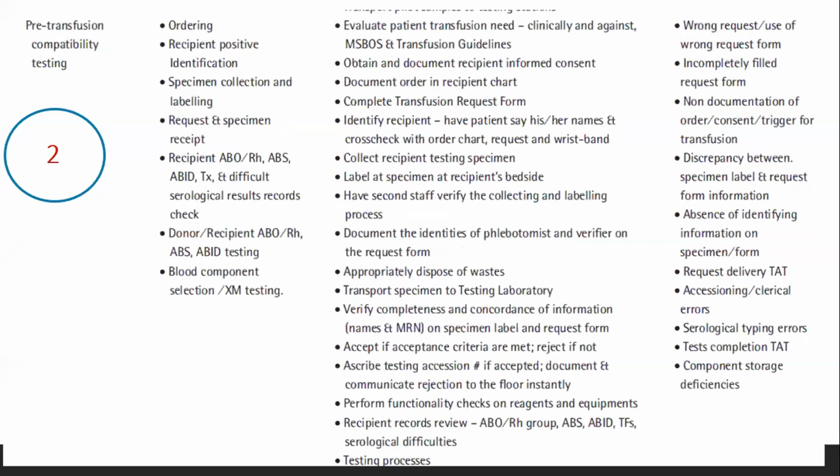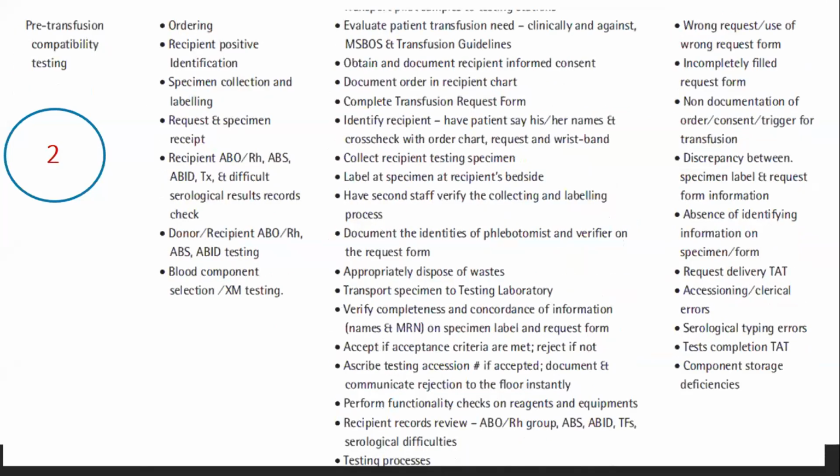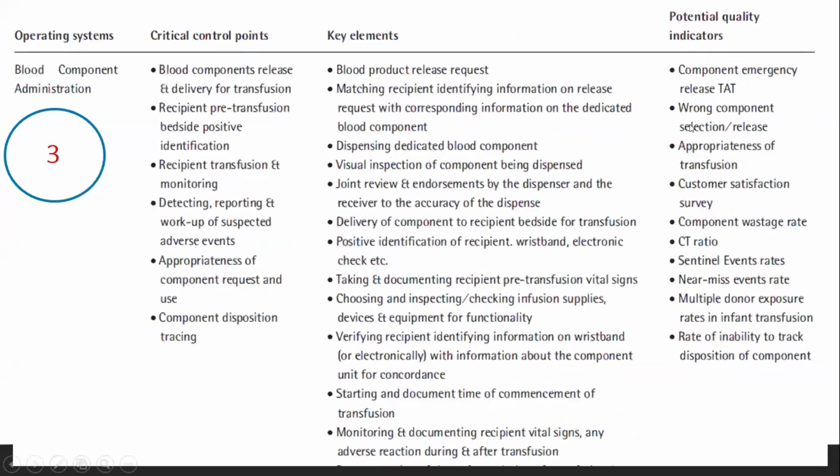The next operating system is pre-transfusion compatibility testing. Here, the important critical control points identified are the recipient positive identification, the specimen collection, labeling, sending the request, performing ABO/RhD or the immunohematology workup on both the recipient and the donor, and finally the selection of the components. So based on these steps, the quality indicators are identified in this section.